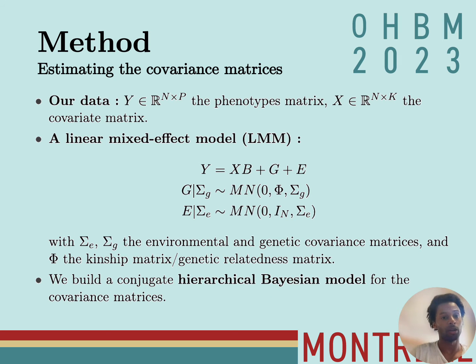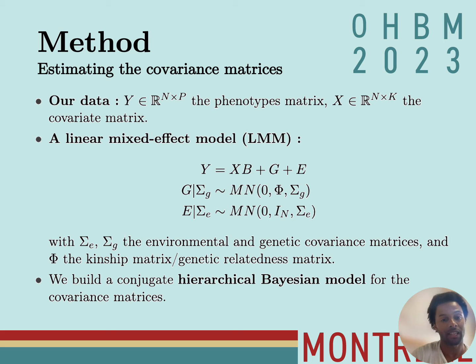Let's now focus on the model we're using to estimate those covariance matrices. Say we have n individuals, p phenotypes, and k covariates we're trying to control for, such as weight or sex. Then big Y is the matrix of phenotypes, big X the matrix of covariates. And what we're using is a linear mixed effect model, which is essentially, as you can see, linear regression, except we have two sources of randomness, G and E.